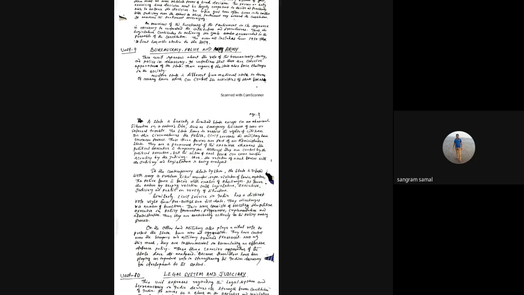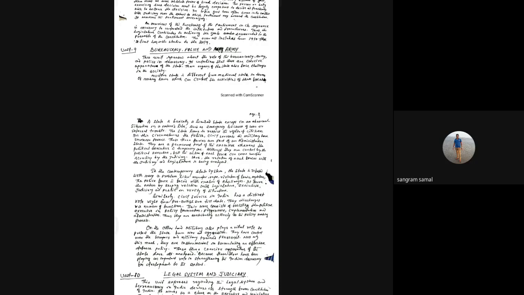Our forefathers adopted the parliamentary form of government, not a presidential form. In parliamentary government, this is not a one man decision. It is the assembly of representatives, the people's representatives, who are taking the decisions. That is why we are following it. Again, Unit 9, bureaucracy, police and army.